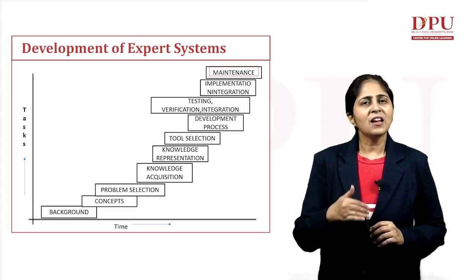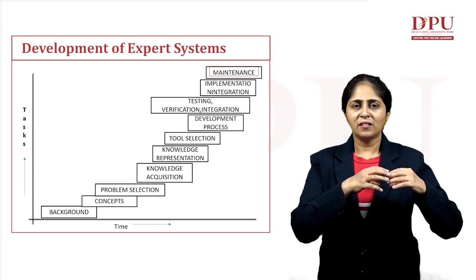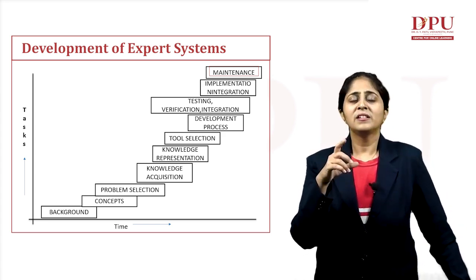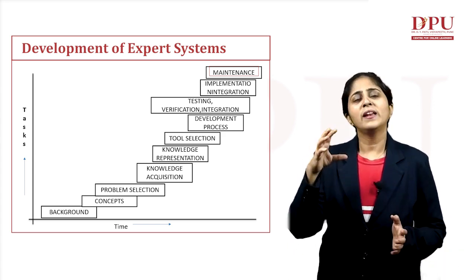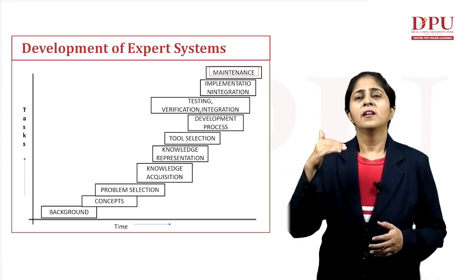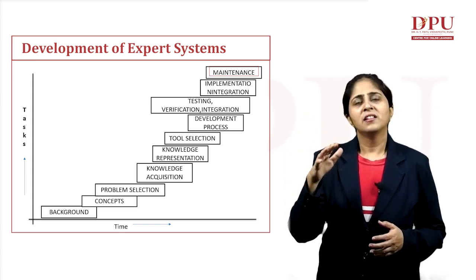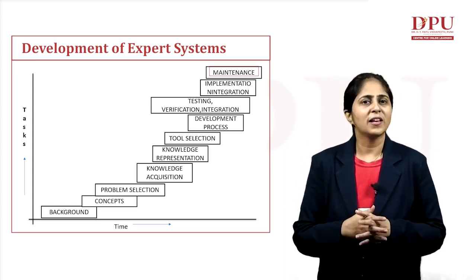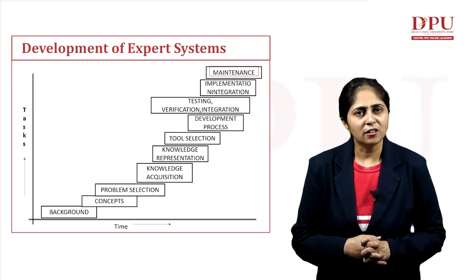So these are the various tasks which are involved in the development of an expert system, beginning from understanding the background of the problem, then understanding the various concepts, then selecting the problem for which we are going to build it, acquiring the knowledge, representation, tool selection, development process, testing, verification and integration, then implementation, and the final step is the maintenance of our expert system. So these are the tasks involved in the development of our expert system.